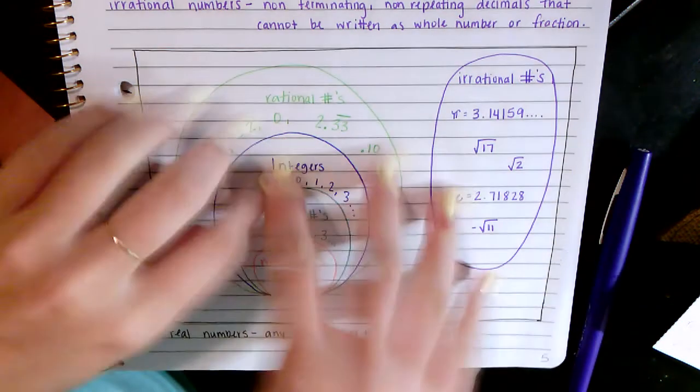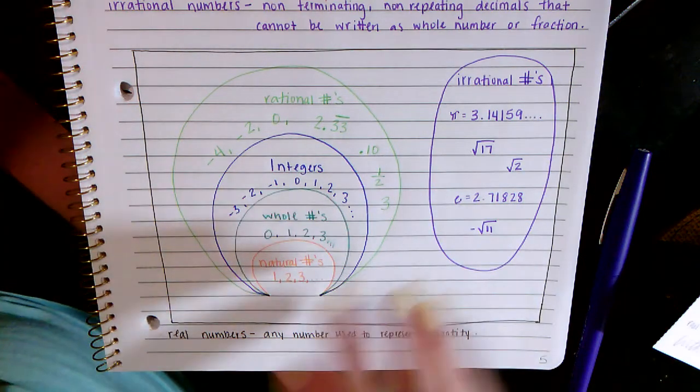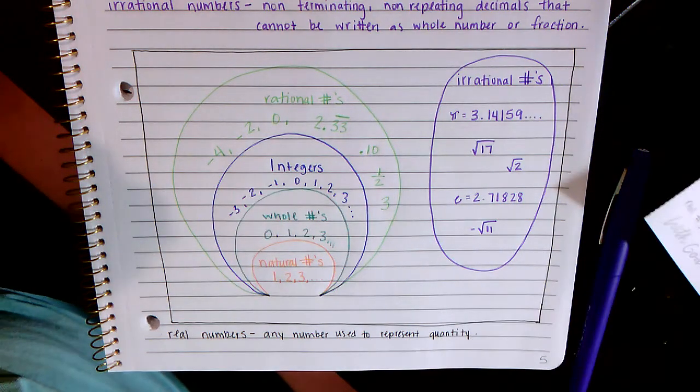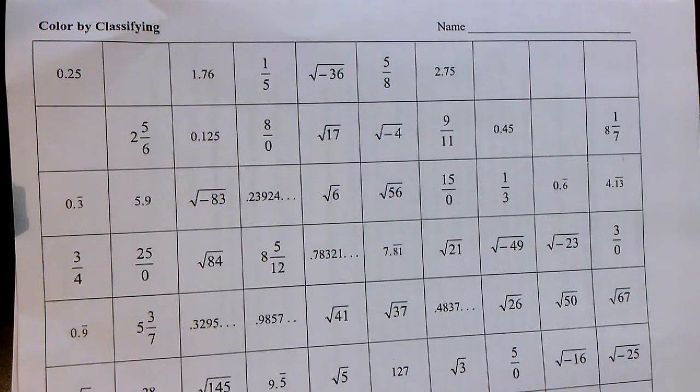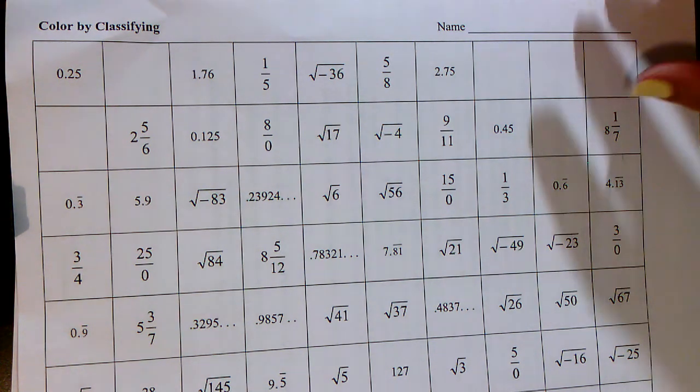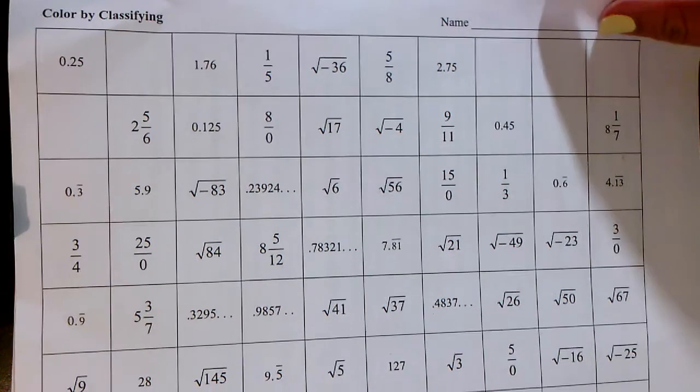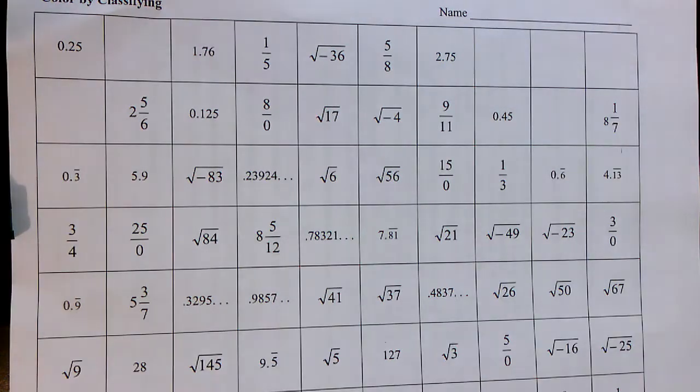So now that you know what each number is, let me tell you your assignment for today. Your assignment is called Color by Classifying. You've got this big chart, and hopefully you can print this off and color on it. If not, you can just make a grid on some regular paper and color the squares that match up with the numbers you're seeing.